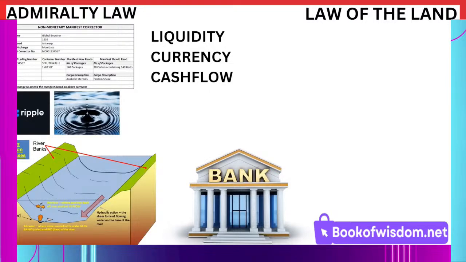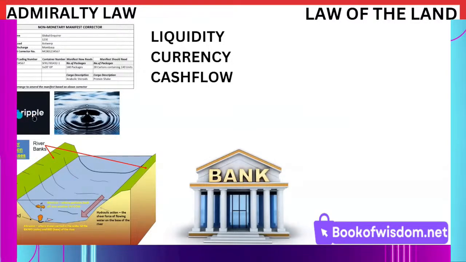Okay, so the first thing you need to understand about this system is there are two types of laws. You have the law of water, which is Admiralty law, and the law of the land. So the Admiralty law is the law of water, and this is what money is. Money is water. This is why we say liquidity, currency, the current. A current is water, something moving through something. Cash flow. And this is why banks are called banks, because a river bank is on either side of the water, and it directs the currency. You see? So money is water.